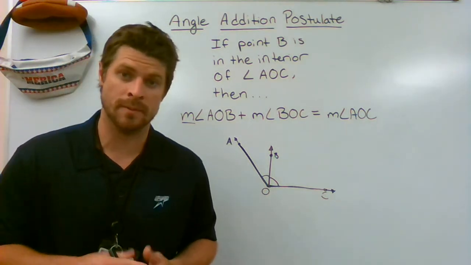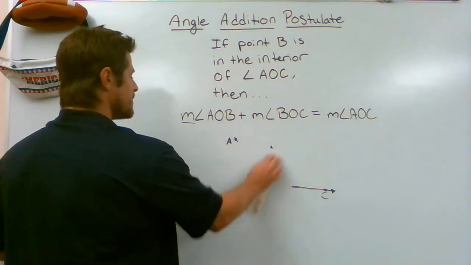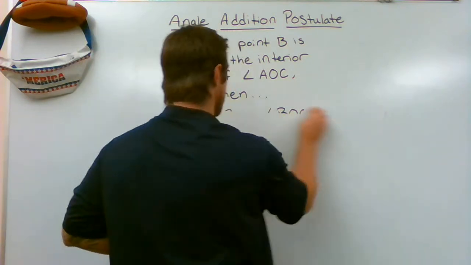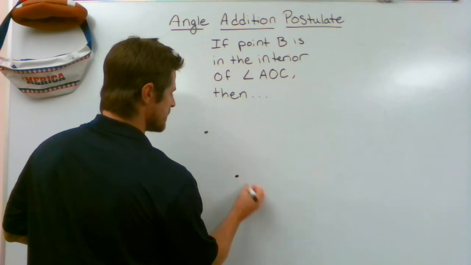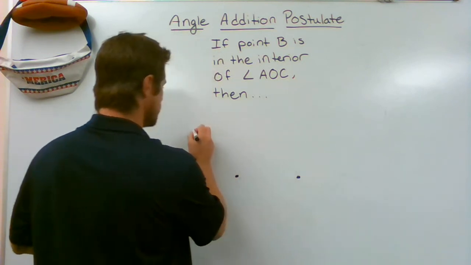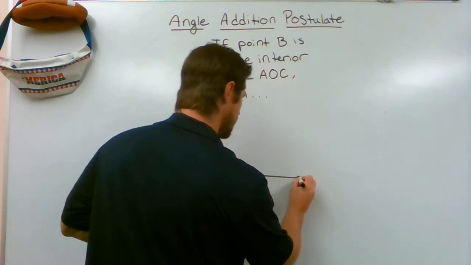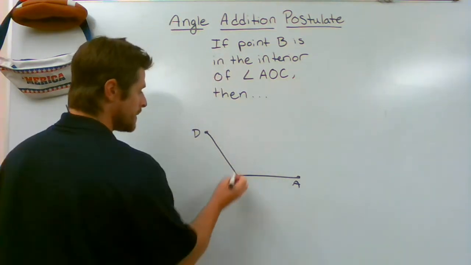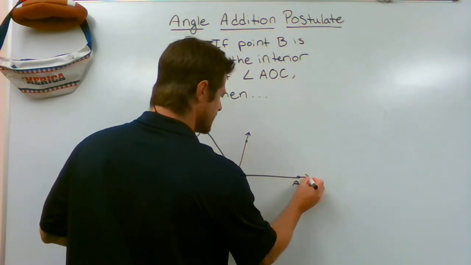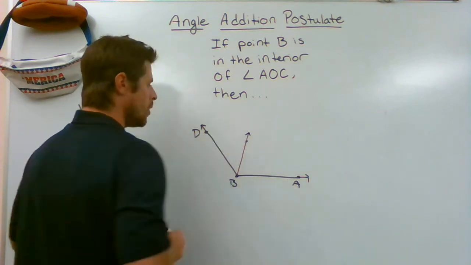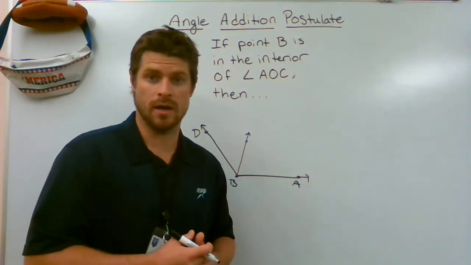All right, so how do we use this postulate? What are you going to be asked to do in your geometry class? Let's take a look at a problem. Let's say I was given a large angle, DBA, and on the interior of DBA, I'm given point C. Now what I could be asked here is, what are each one of these angles? But first I would need to know the overall amount of the angle.